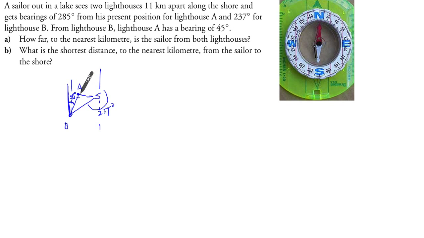So we're basically looking for this length and this length, okay? Given that this here is 11. Okay. Slightly larger version of what we have drawn here. So this is a sailor, this is B, this is A, right? This here is 45.